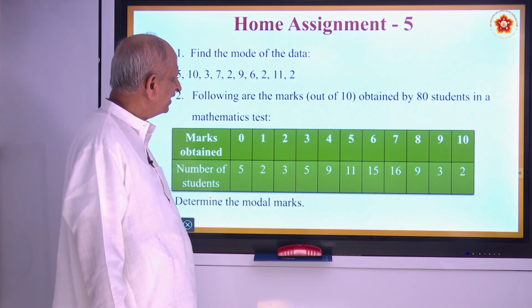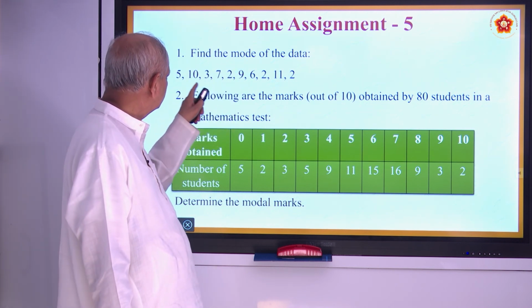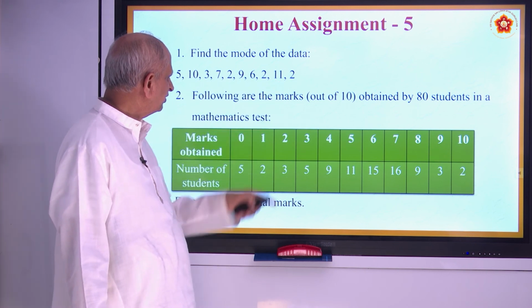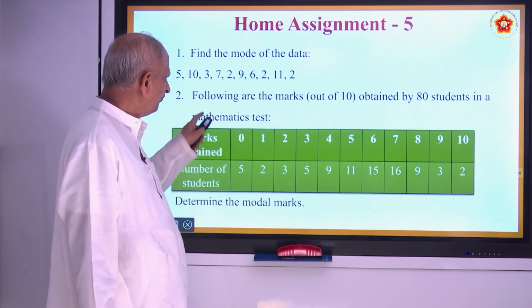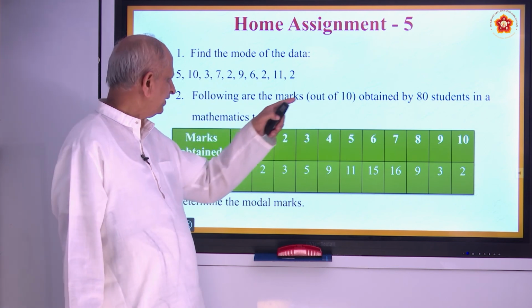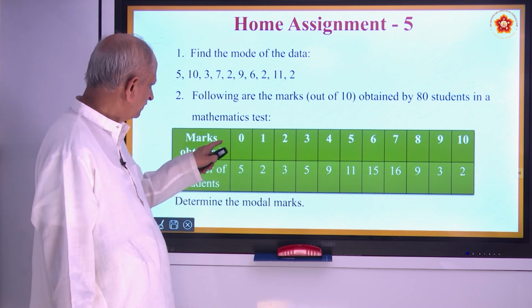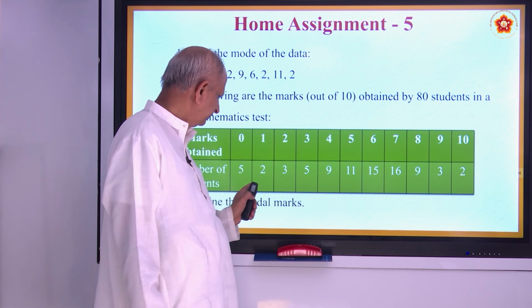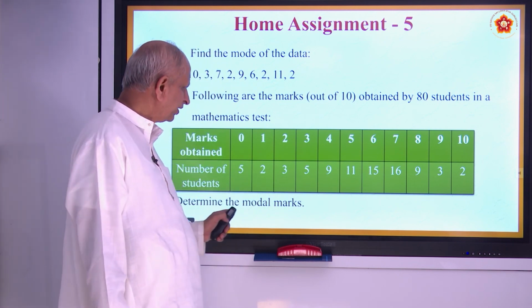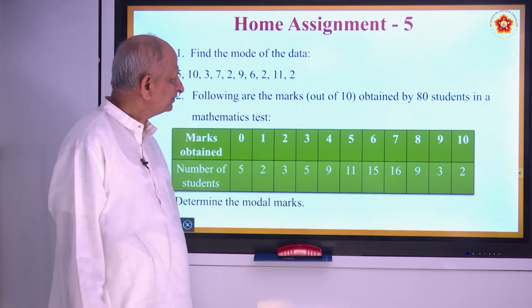Now coming to home assignments. Find the mode of the data. This is the data given. You must see which number is repeated more number of times. Following are the marks obtained by 80 students in a mathematics test. Out of 10, so many boys scored. The total is 80. Determine the modal marks. Okay, very simple questions.